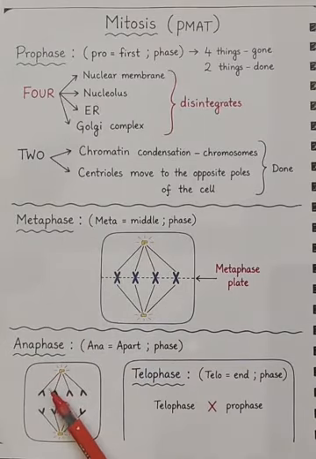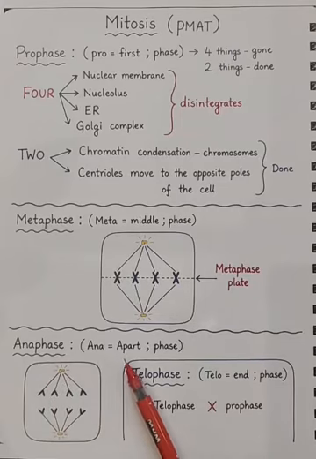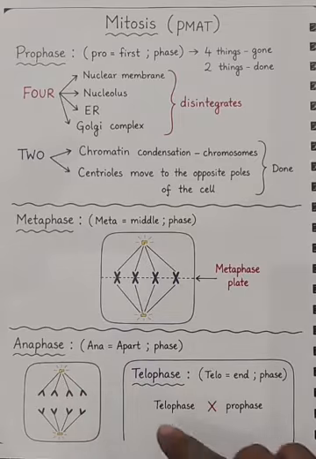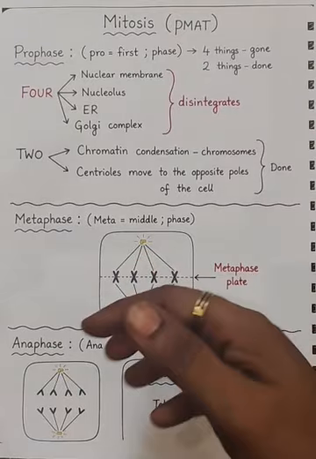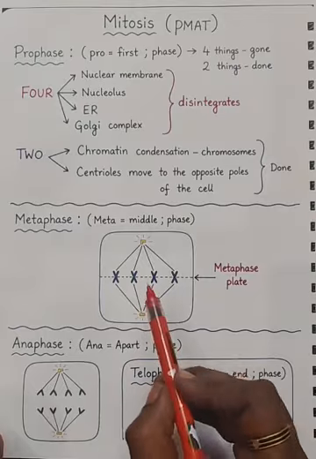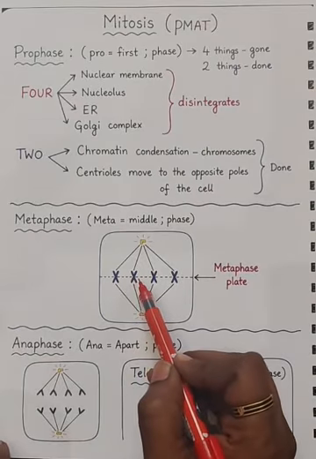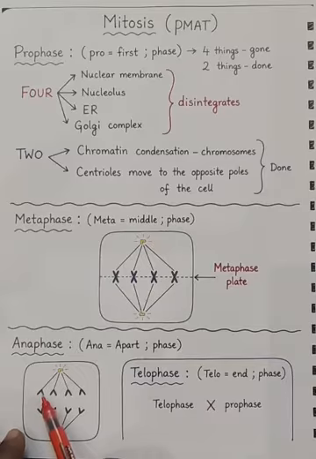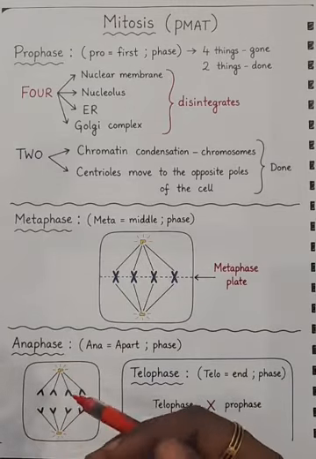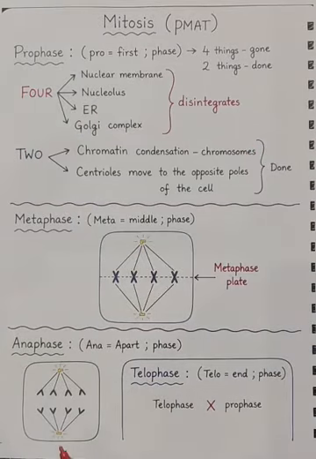Third phase is anaphase. Why is it called anaphase? Ana means apart. This is what happens in the anaphase. During anaphase, the spindle fibers contract. As a result, the centromere divides and the chromatids get separated. Since they are moving apart from each other, it is called anaphase.